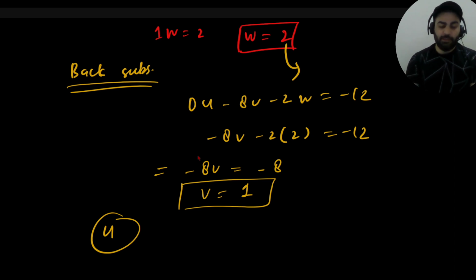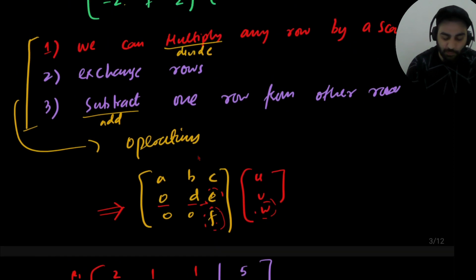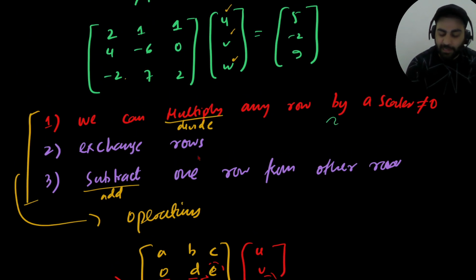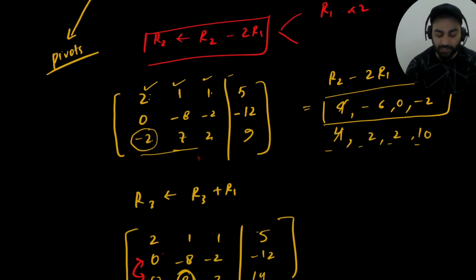Nice. This is how we use it, basically. These are the moves involved. These are the moves allowed. So first, you can multiply any row by any scalar that should not be equal to 0. And again, you can exchange the rows and then you can subtract. And where do we need to exchange these rows? So there can be two cases now. There can be failure cases. So what are the failure cases?